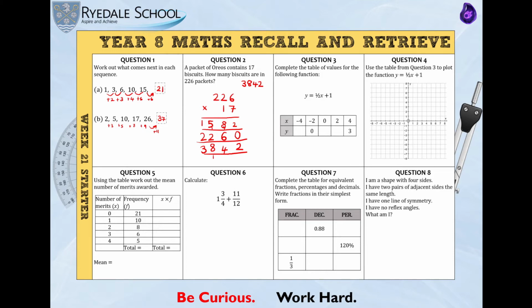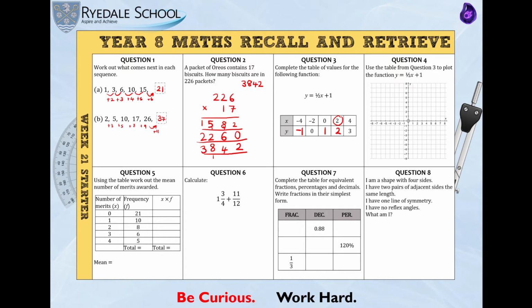Question number 3 is a table of values for a linear graph. It is partially completed, but the rule is we need to do a half of x and then add 1. So if I substitute 2 in, a half of 2 is 1, add 1 is 2. A half of nothing is nothing, add 1 is 1. You'll see we've got a pattern developing here as well. A half of -4 is -2, and -2 add 1 is -1.